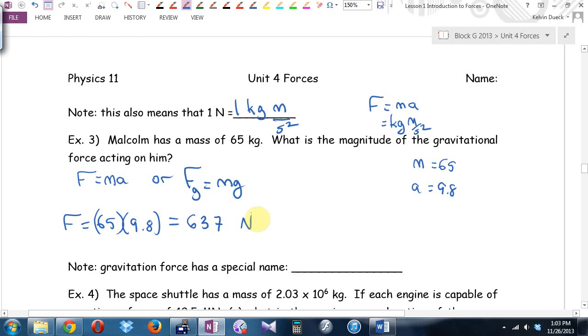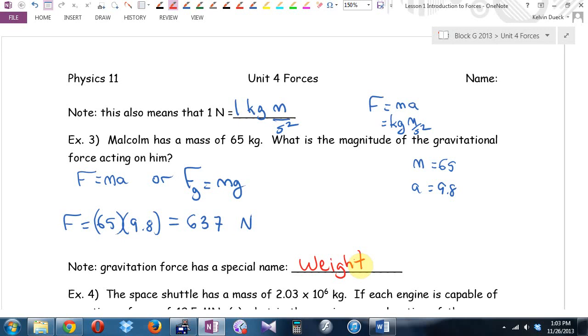And the force of gravity has a special name. We call the force of gravity your weight. And this is a problem. To the non-physics person, if I say, what do you weigh? You're going to tell me an answer in pounds or kilograms. That's wrong. What do you weigh should be in newtons, and it's mg.